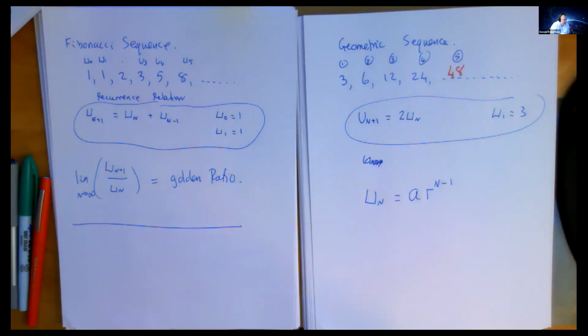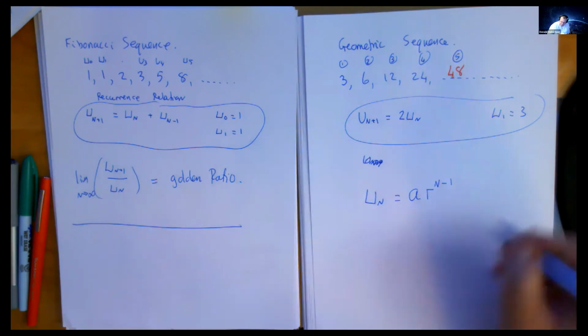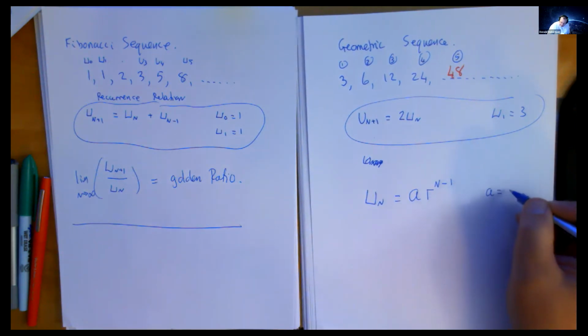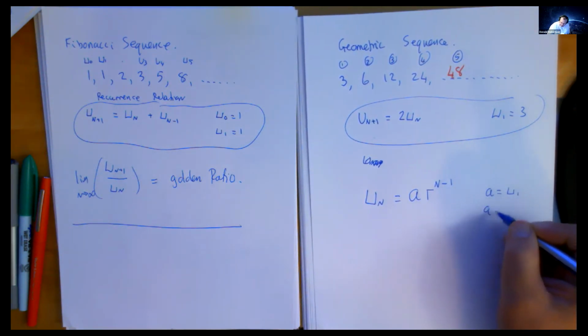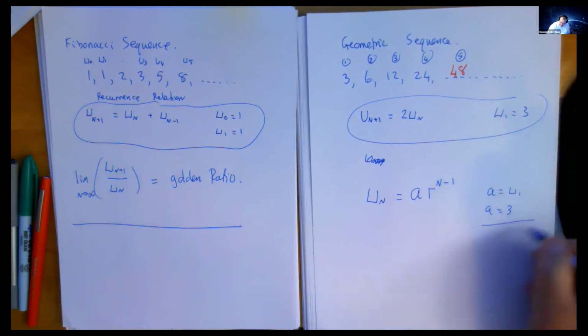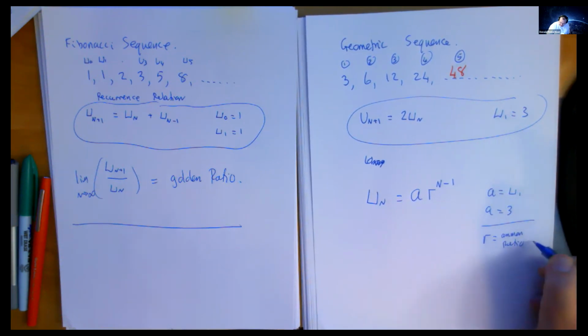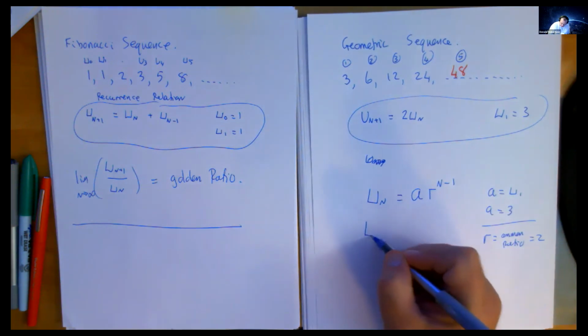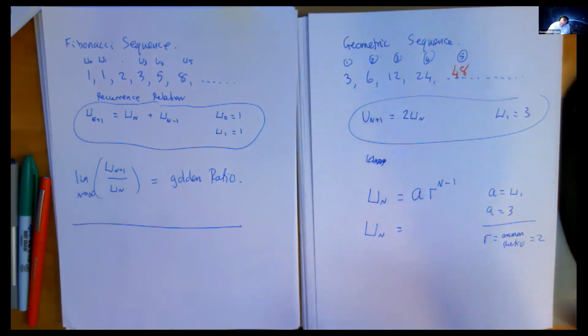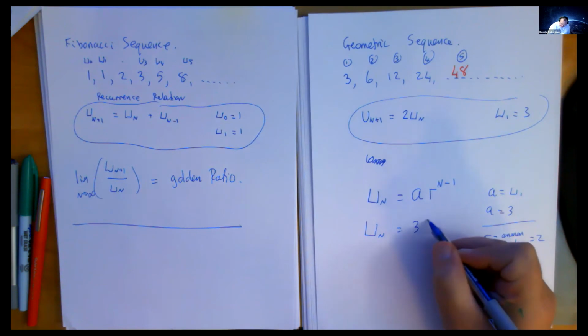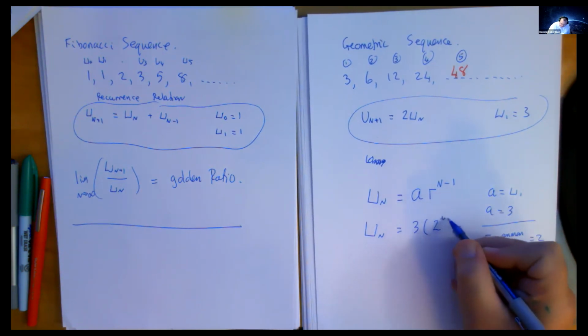how you get geometric series. A is the first term, so A will be 3. R is called the common ratio. In this case, the common ratio was you doubled each time. So UN is 3 times 2 to the power of n minus 1.